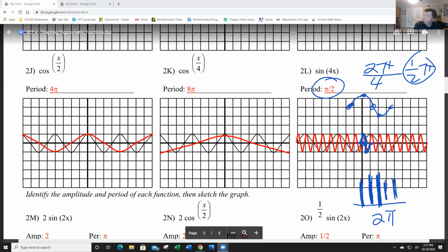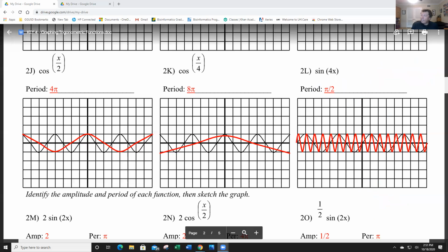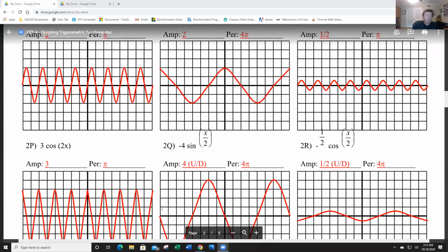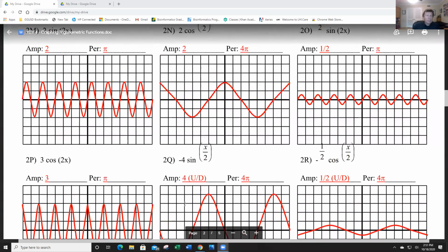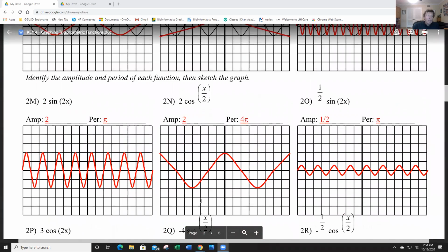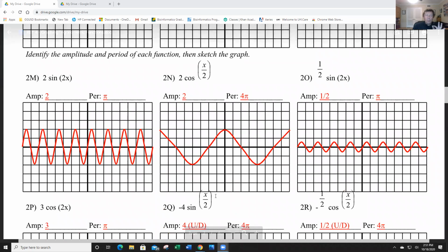Okay. Now, what's coming next is kind of obvious. We're going to be doing 6 of these. These are combining now amplitude and period and sketching the function.